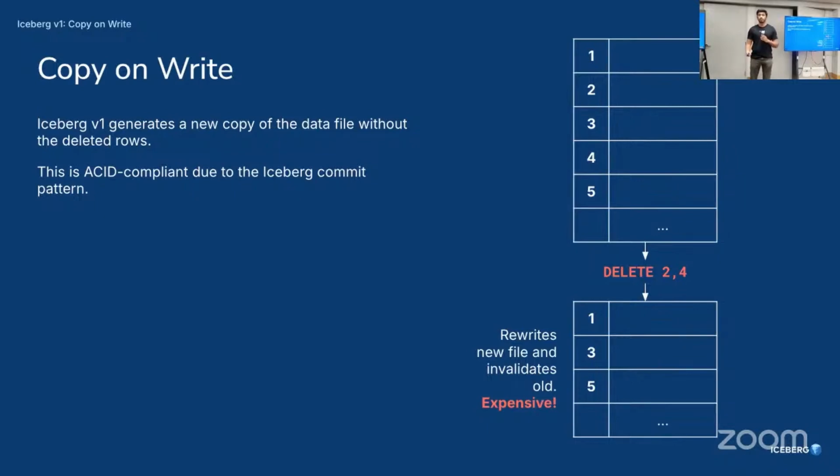The problem is that we're rewriting this new file and we're invalidating the old one, which is pretty expensive. If we think about how this scales, it scales with the size of the actual table that you're deleting. It doesn't scale with the number of deletes that you have. And so if you have a lot of records and tables, which is very common because the whole point of doing this is for really large scale storage, you start to run into performance-related issues and compute-related issues.